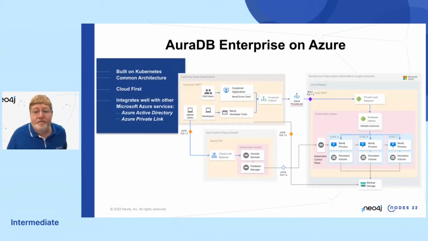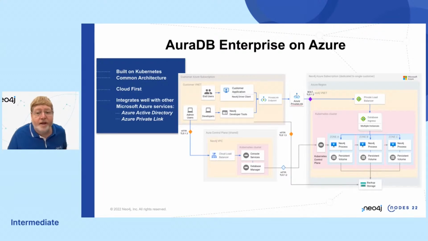Aura DB Enterprise is built on Kubernetes with common cloud-first architecture, which integrates really well with other Microsoft Azure services, as you'd expect, like Azure Active Directory and Azure Private Link. The Aura architecture splits into 2 distinct parts: the Aura control plane, which allows customers to administer and provision their services, and then the Aura data plane.